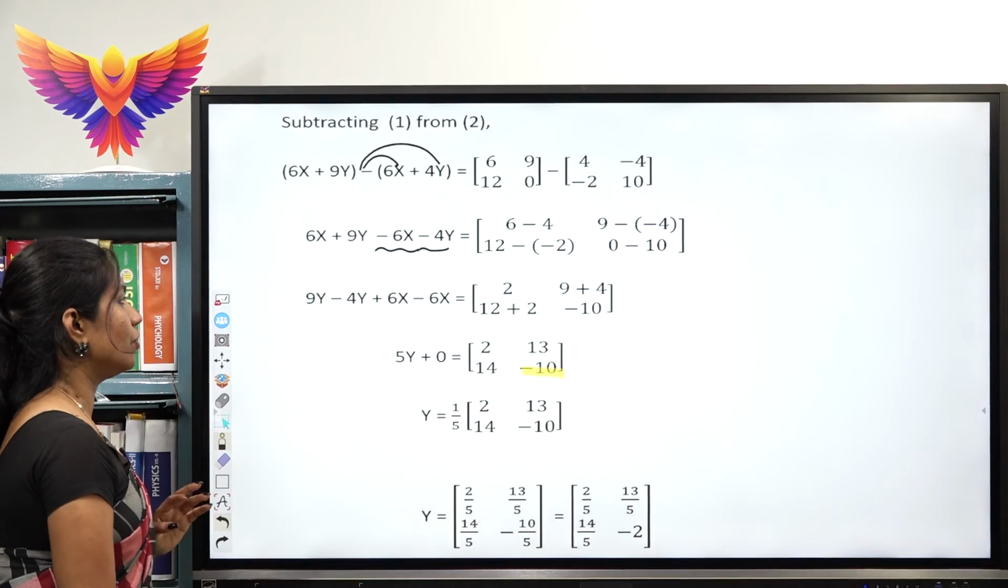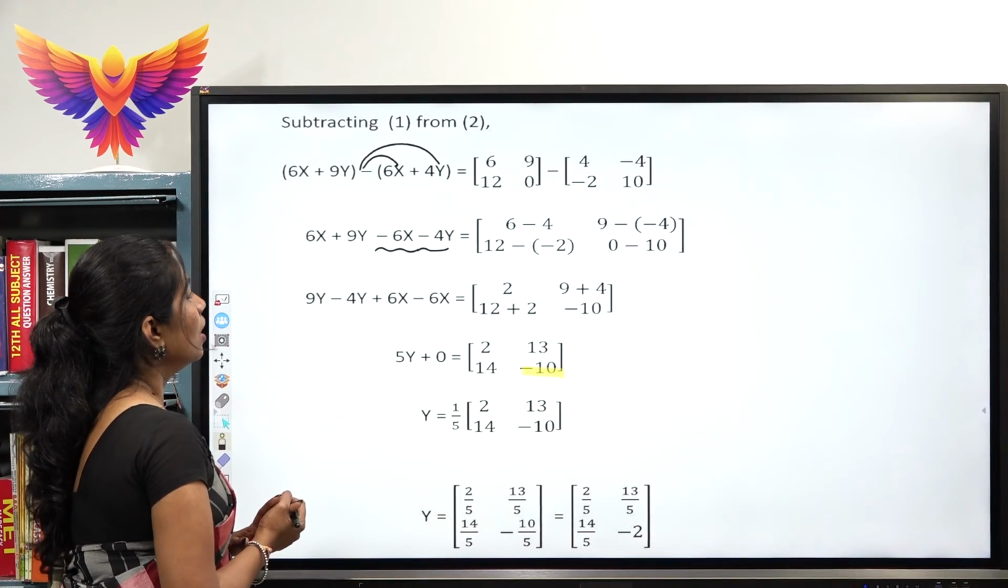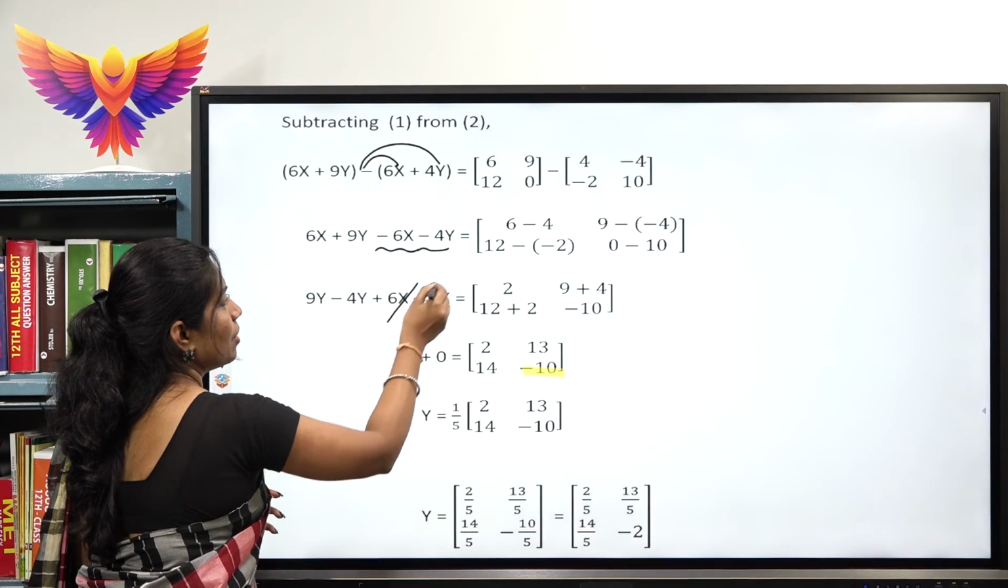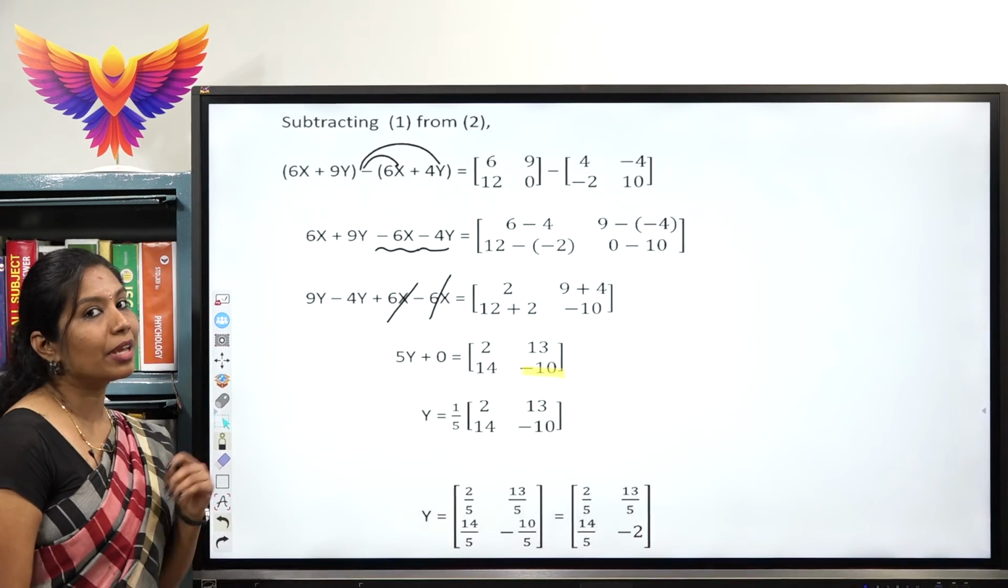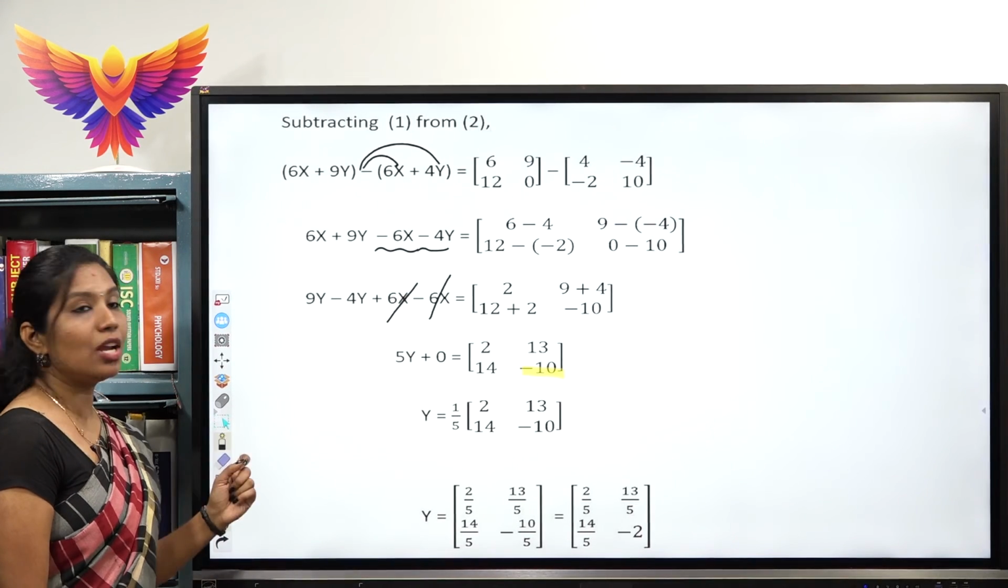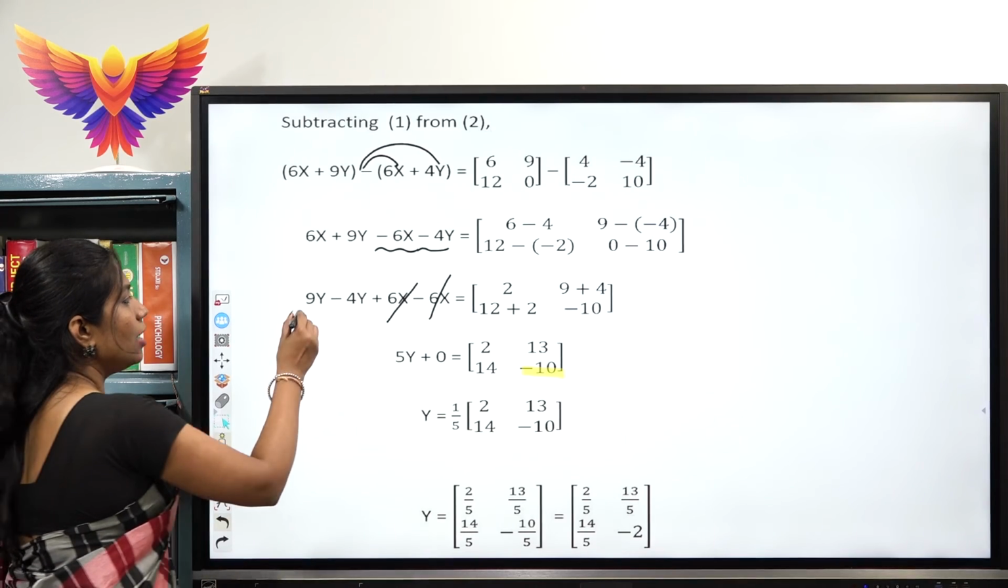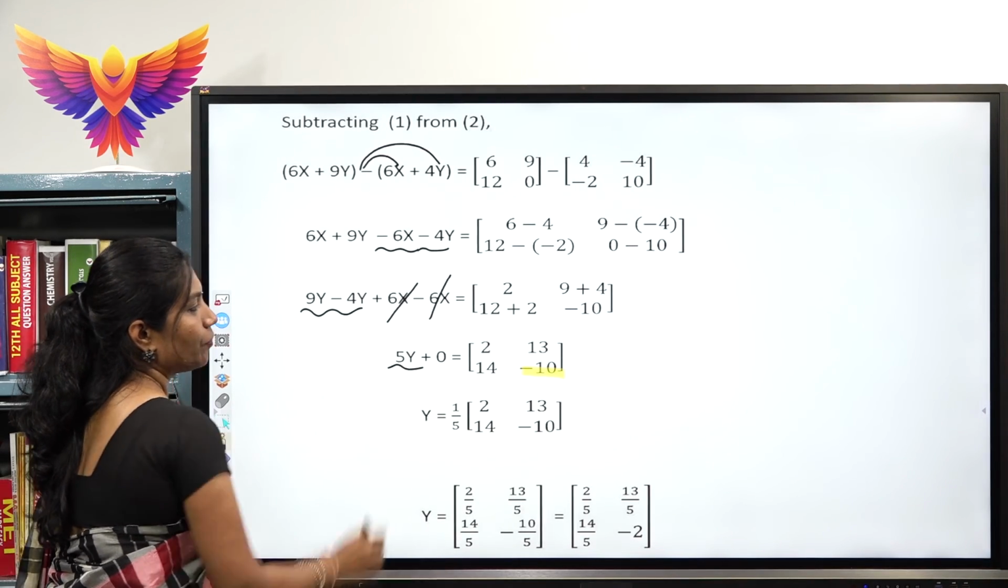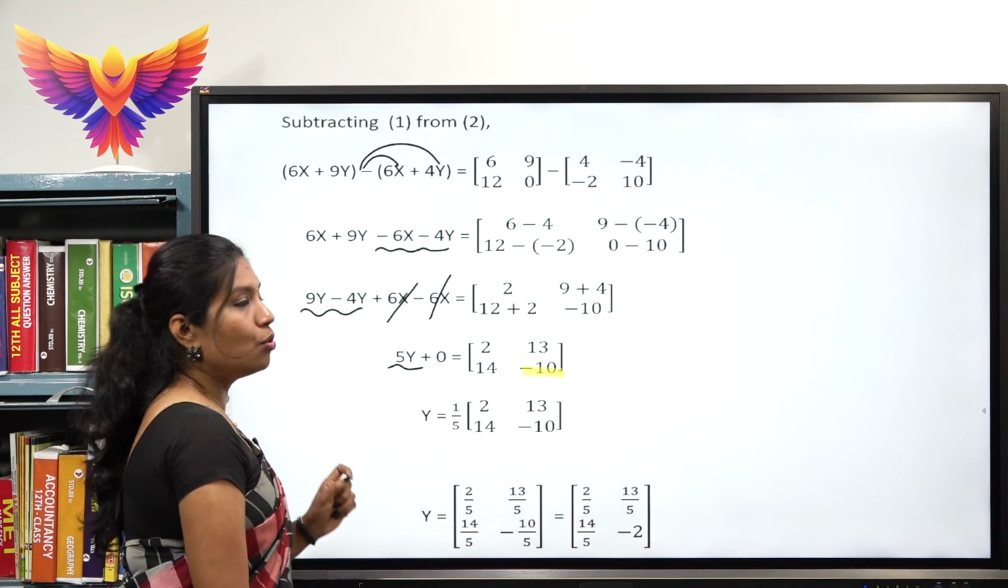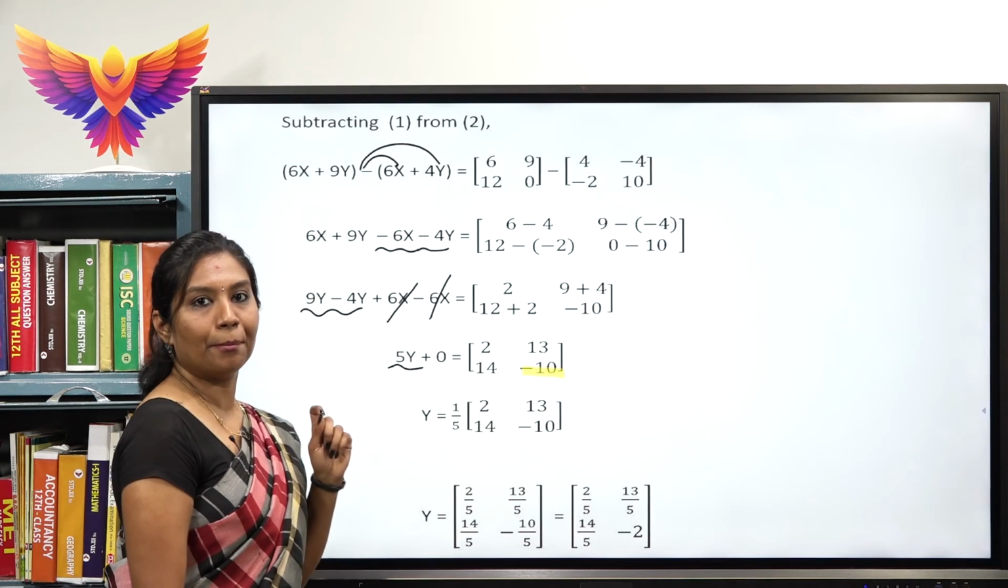Coming to the LHS part of it, here I can see that we have plus 6x and minus 6x, both of which can be cancelled. I will be getting 9y minus 4y. So 9 minus 4 is nothing but 5y. 5y is equal to 2, 13, 14 and minus 10.